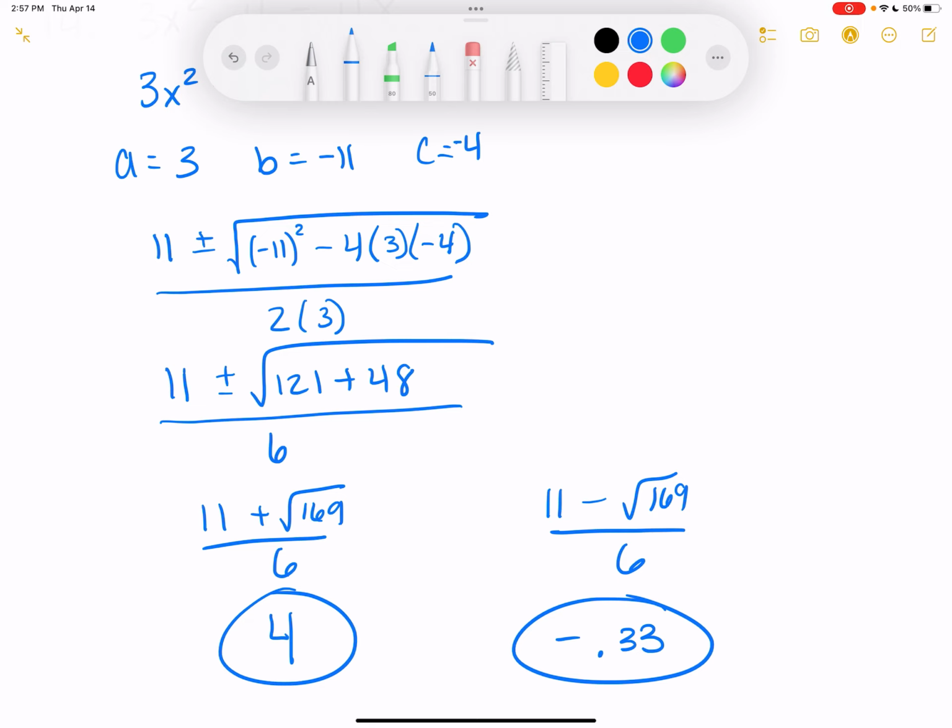I got the answer on the right for the question on the left. I got 0.47. How did you get 0.47? Well, the square root of 169 is 13. So the one on the right, 11 minus 13 would be -2. -2 divided by 6 would be -1/3.